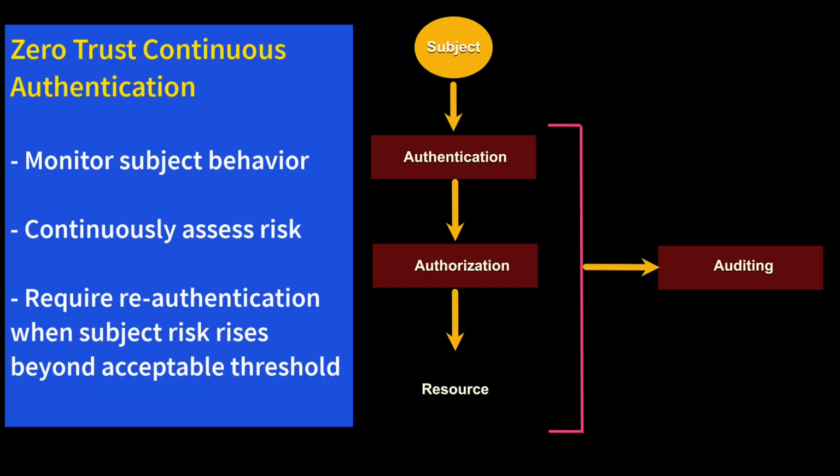Here's the zero trust twist. The story doesn't end after login. If risk changes, Jordan's device becomes non-compliant, or the request suddenly looks anomalous, the system can reauthorize, require step-up authentication, or terminate the session.